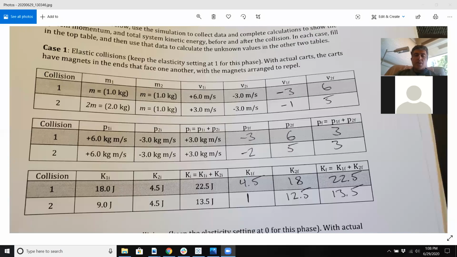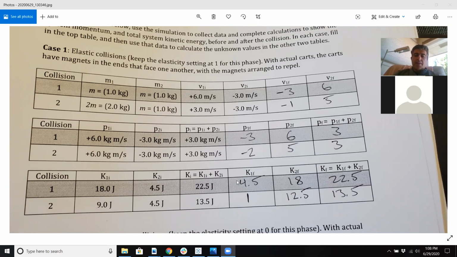Okay, so for case one, I remember I did the first collision with you guys, and that's what I got. Both masses were the same for case one, collision one. Cart one was going 6 meters per second to the right. The other cart was going -3 meters per second to the left. Those are the velocities that were recorded. So the momentums were -3 and 6, respectively, and total momentum was 3, so it was conserved.